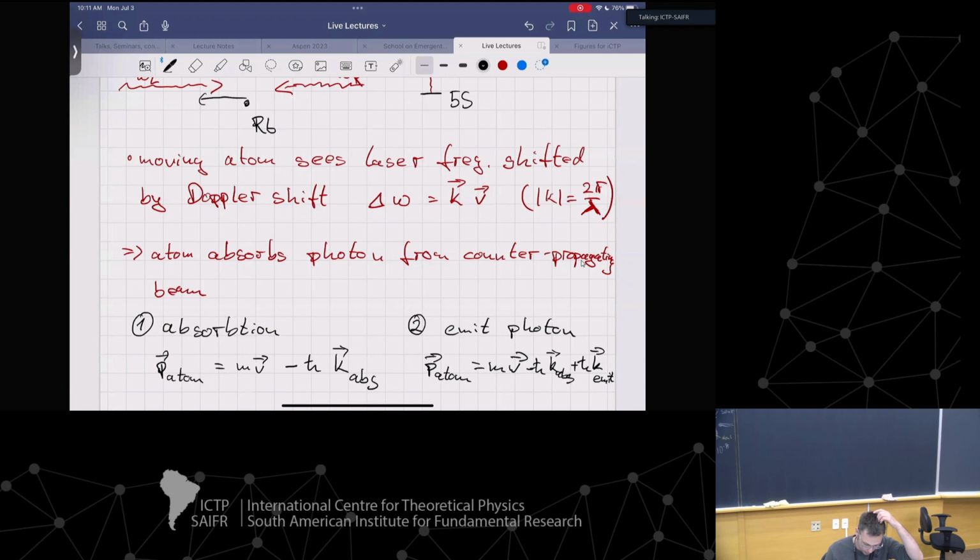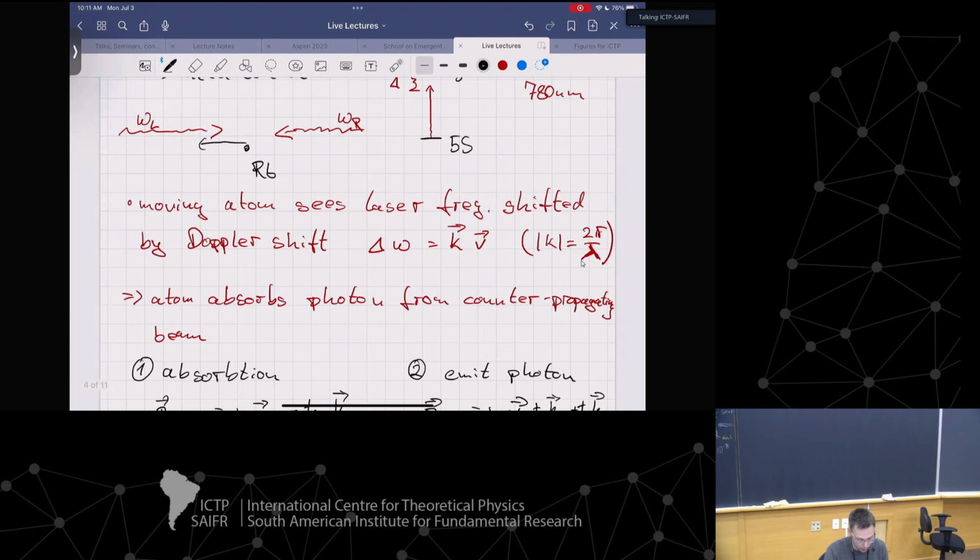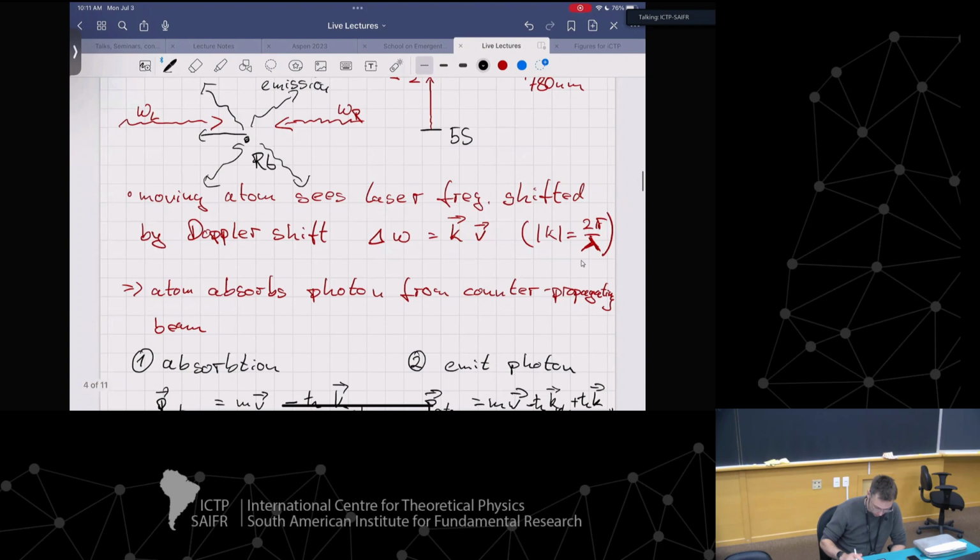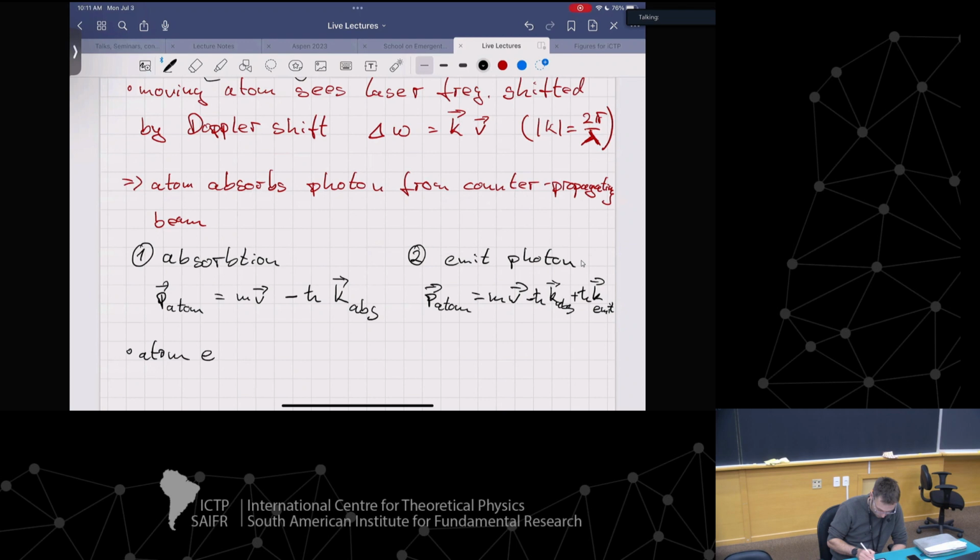But there's something different between the absorption process and the emission process. We absorb the photon from the counter-propagating beam, but we emit the photon isotropically in any direction. So this is my emission. And now there is some directionality, because the atom emits in a random direction.